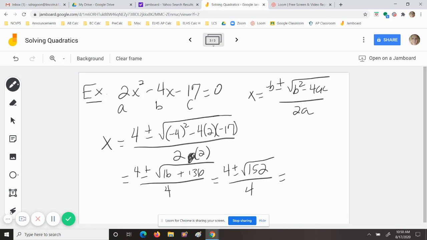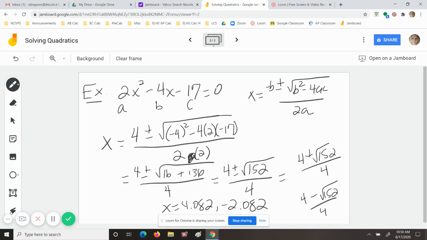Now, 152 is not a perfect square. So here's what I would do. One time, add this square root and divide, and one time subtract the square root and divide. Okay? When we do that, we get two solutions for x. We end up with 4.082, and we end up with negative 2.082. Those are our two solutions for x.